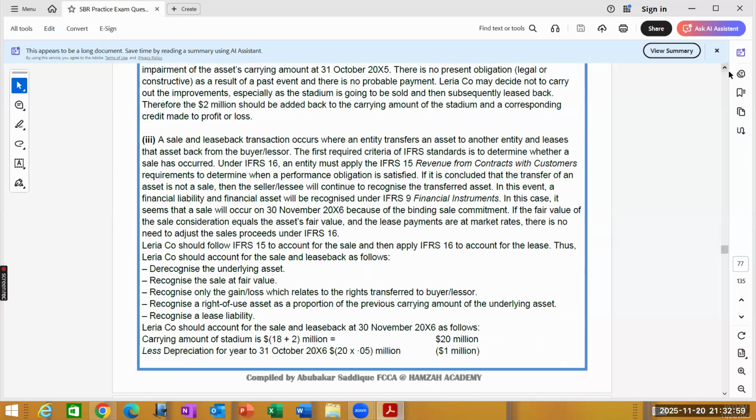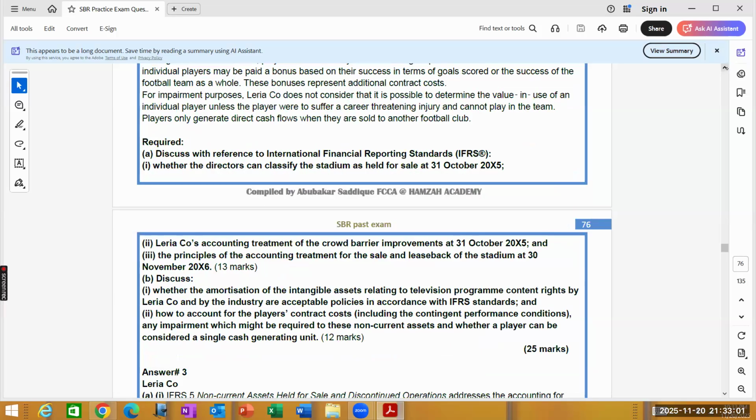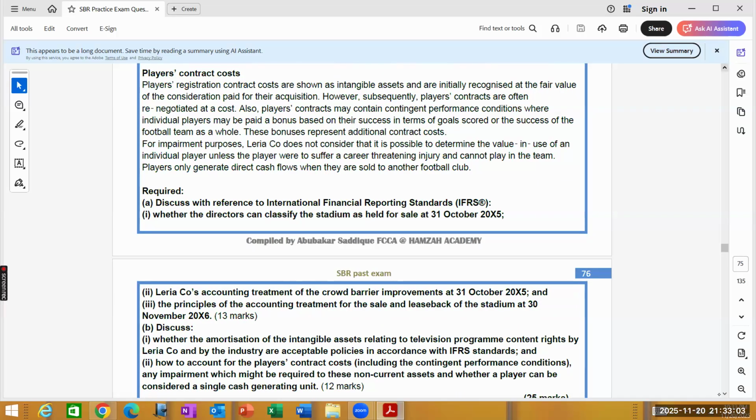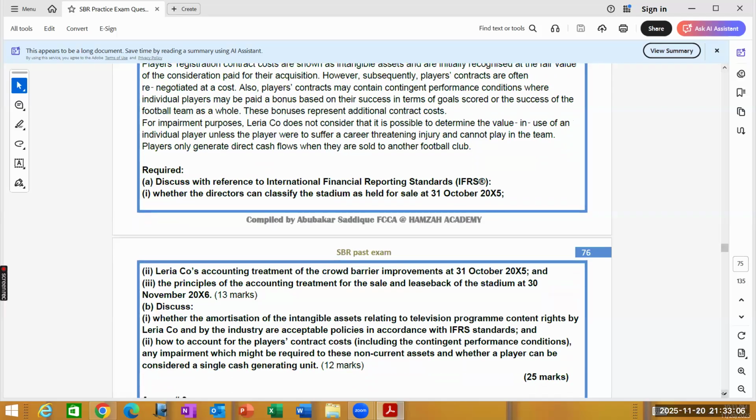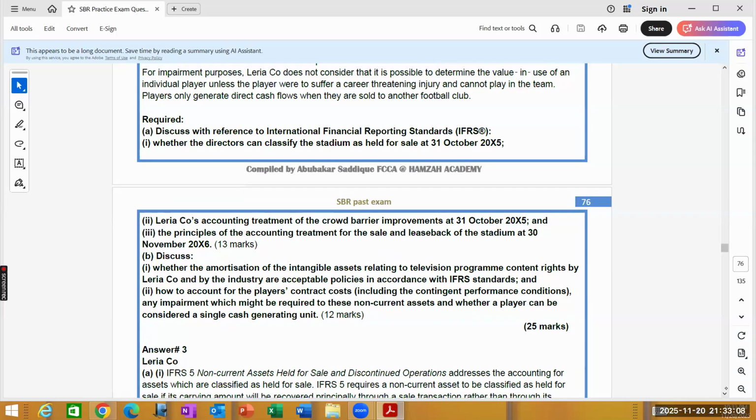Then we have the last requirement: how to account for the player contract cost, including contingent performance conditions, any impairment which might be required to these non-current assets, and whether the player can be considered as a single cash generating unit or not.